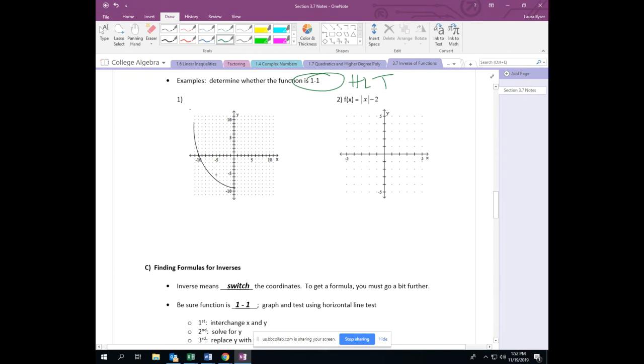So on this picture here, I want to know if I draw a horizontal line anywhere on this graph, is it going to touch the graph more than one time while I'm drawing it? And if you see, all these horizontal lines I'm drawing are only touching the graph once. So as long as that's the case, and there are no places where there are two touches, this is one-to-one.